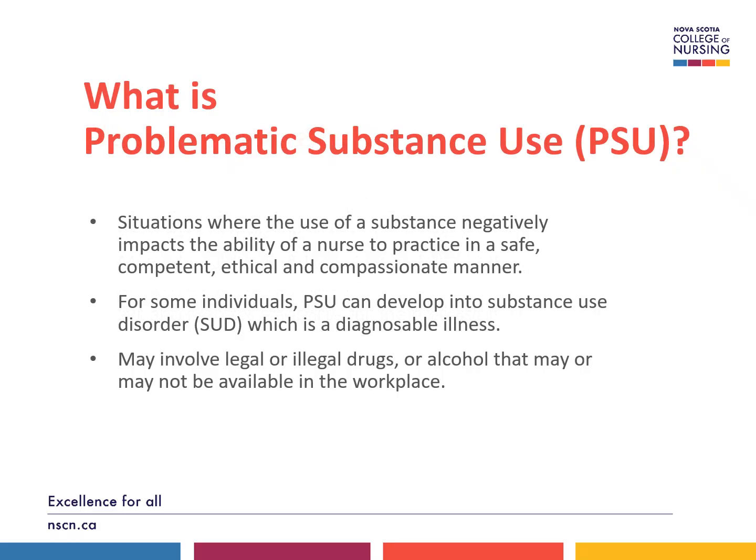Problematic substance use, or PSU, is defined as situations in which use of a substance negatively impacts the ability of a nurse to practice in a safe, competent, ethical, and compassionate manner. For some individuals, PSU can develop into substance use disorder, which is a diagnosable illness. Unfortunately, for many reasons, including denial, shame, and/or guilt and fear of employment consequences, many individuals do not voluntarily seek treatment. PSU may involve legal or illegal drugs or alcohol that may or may not be available in the workplace.